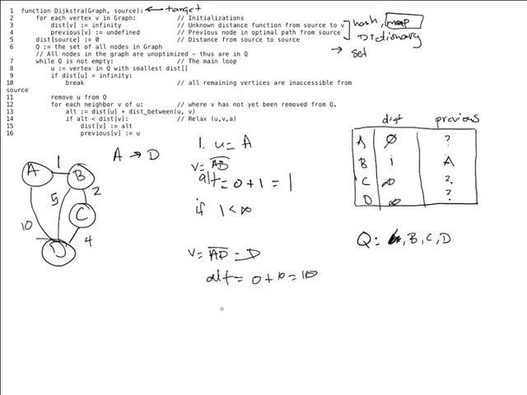All right, so now we ask the question, is the alt, so if 10 is less than our distance to V. Now V is D, so D is going to say, yeah, you know what, infinity is greater than that, so the distance is going to be 10. Okay? And previous is going to be set to A.